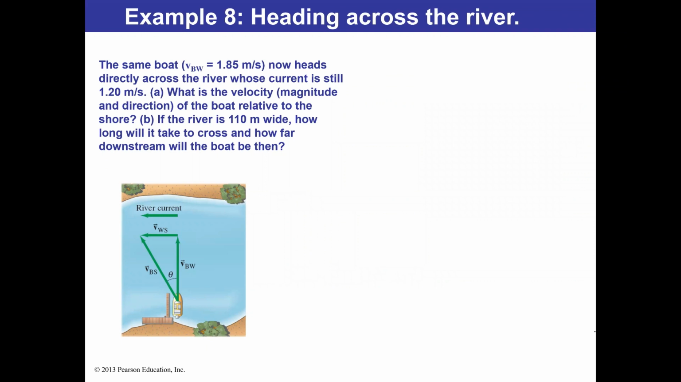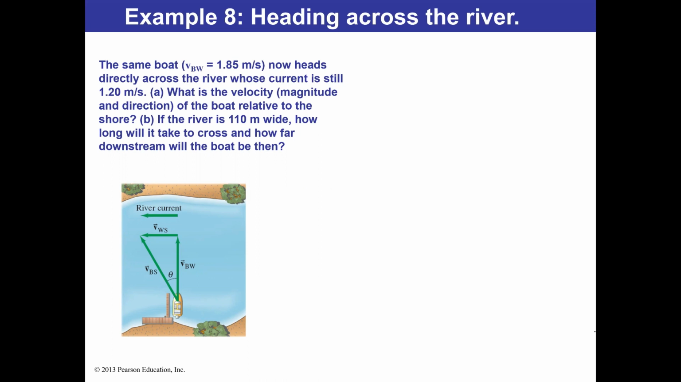Then we have this. The same boat now heads directly across the river. I guess he didn't listen to us, so he decided to go directly across. The current is still 1.2 meters per second. What is the velocity, magnitude, and direction of the boat relative to the shore then? And if the river is 110 meters wide, how long will it take to cross, and how far downstream will the boat be?